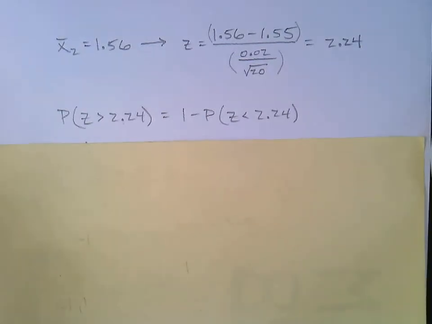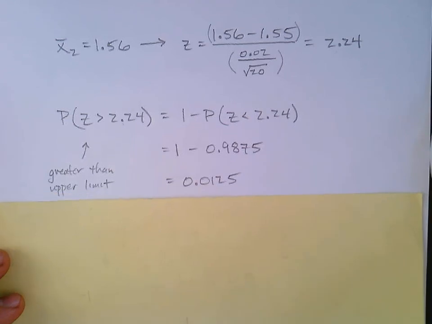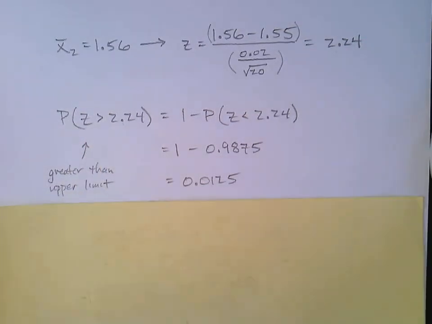Let's go ahead and look that one up. Positive 2.24 is 0.9875. And if we do 1 minus that, we get 0.0125. And you see my note there, okay, greater than the upper limit. All right, yeah.